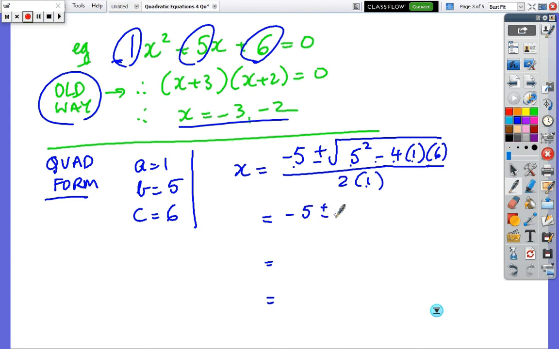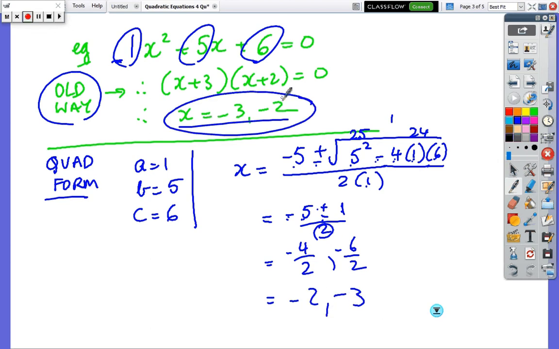So minus 5 plus or minus the square root of 5 squared minus 4 times 1 times 6, which is 24. 5 squared is 25. 25 minus 24 is 1. The square root of 1 is 1, over 2 times 1, which is 2. And so your two answers are minus 5 plus 1, which is minus 4 over 2, and the second answer, minus 5 minus 1 is minus 6 over 2. And there's your negative 2 and negative 3 up there. So it doesn't matter if it's in the opposite order. Okay, copy and come across.